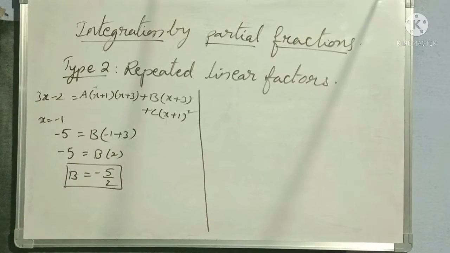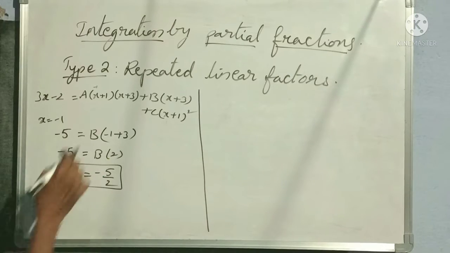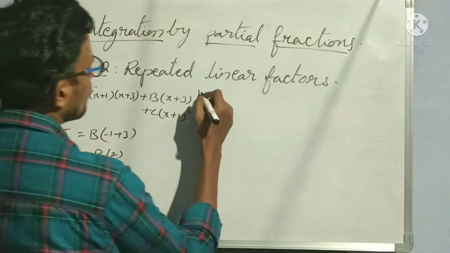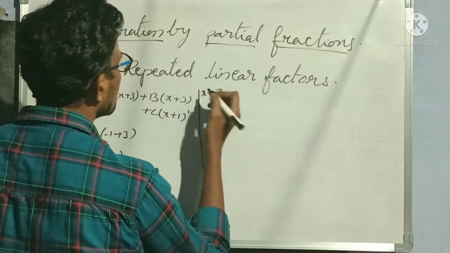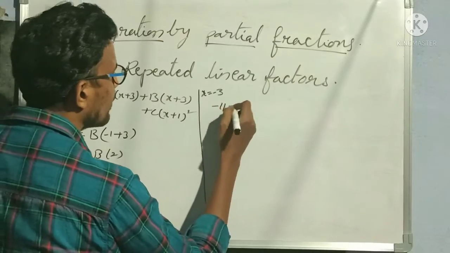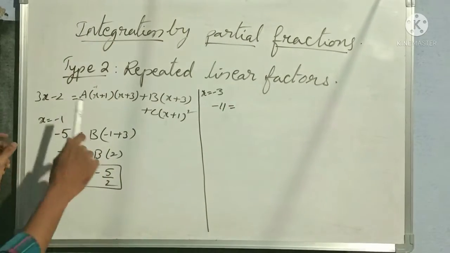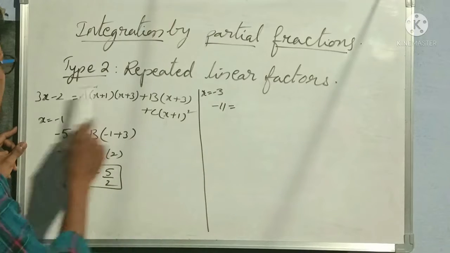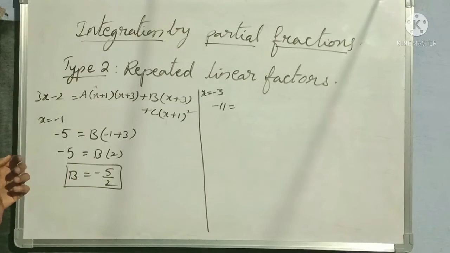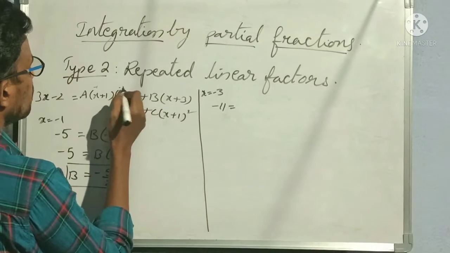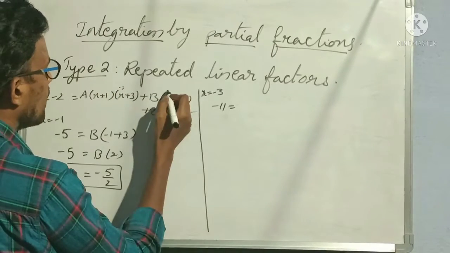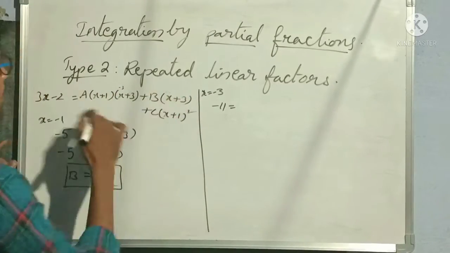Next, if I substitute x is equal to minus 3, then I can get the value of c, right? So x is equal to minus 3. So minus 3 into 3 is minus 9. Minus 9 minus 2 is minus 11. Understood? See here, if I substitute x value as minus 3, then 3 into minus 3 is minus 9 and minus 2 becomes minus 11 is equal to, so here minus 3 plus 3 is 0. So the a term completely becomes 0 and the b term also becomes 0. So the a term and b term will be cancelled.